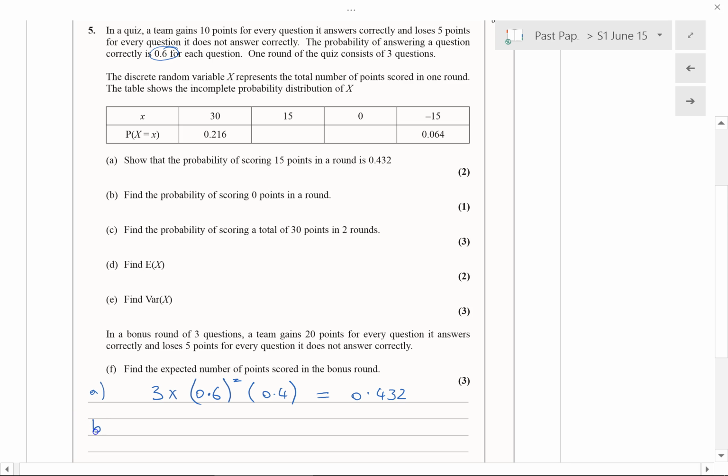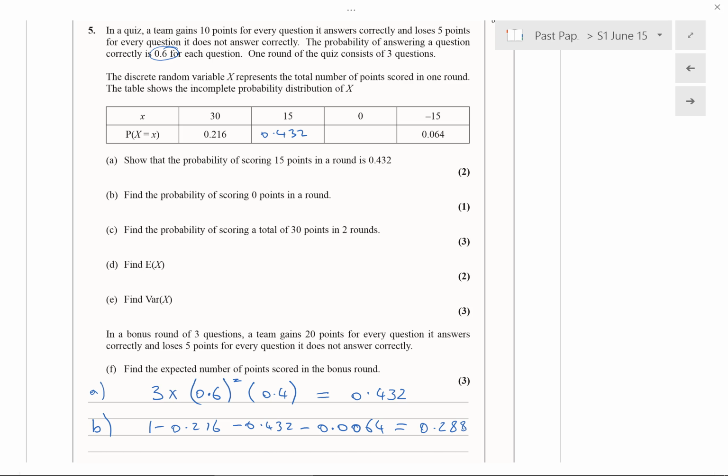Okay, and then for part B, once we've got that 0.432, it might be tempting to do 3 times 0.4 squared times 0.6. Or we could do 1 minus 0.216 minus 0.432, because they've got to all add up to 1, minus 0.064. Or do both, and use one as a check for the other. That would probably be a good idea, especially if we've got time in the exam to check our answers.